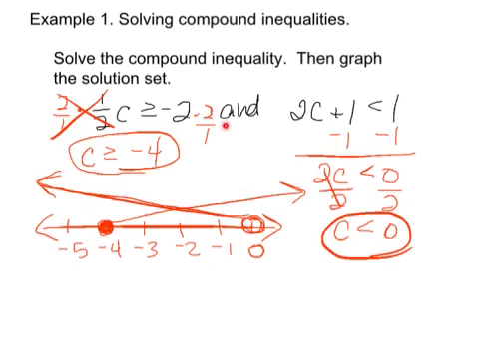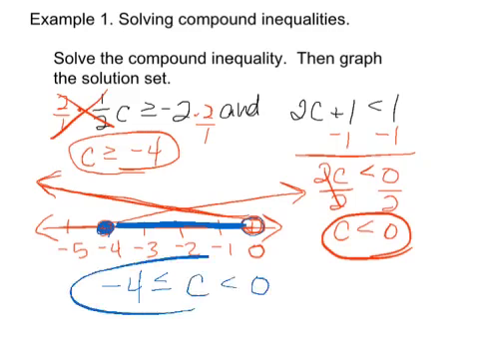But we know that this is an and statement, so we've learned that your solution has to satisfy both c is greater than or equal to -4 and c is less than 0. So our actual solution is where they overlap. Blue is your answer. And then we would write -4 is less than or equal to c, which is less than 0. You have to put them together and graph them correctly.